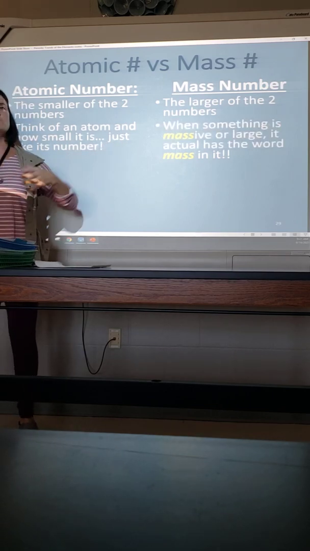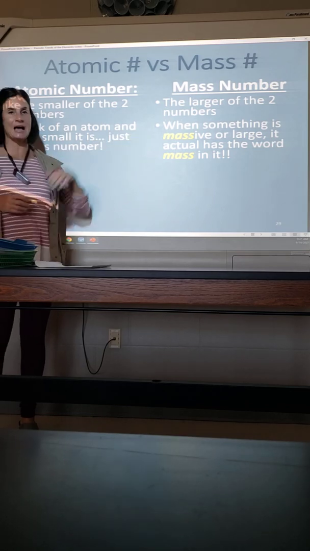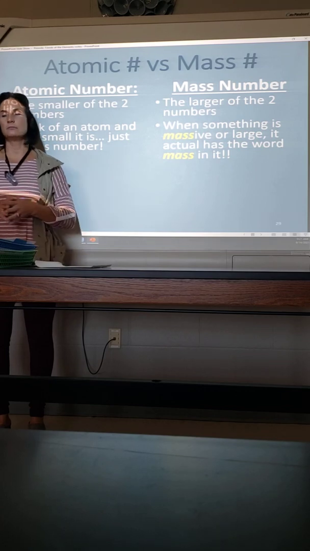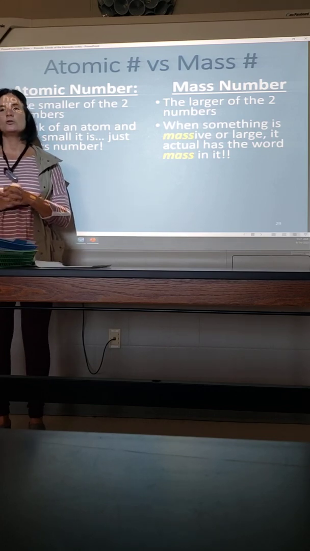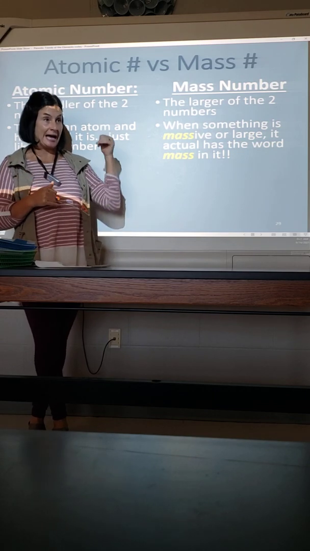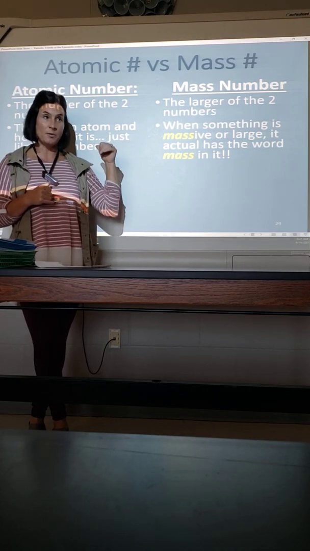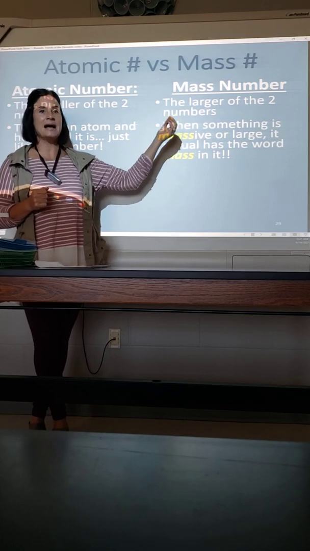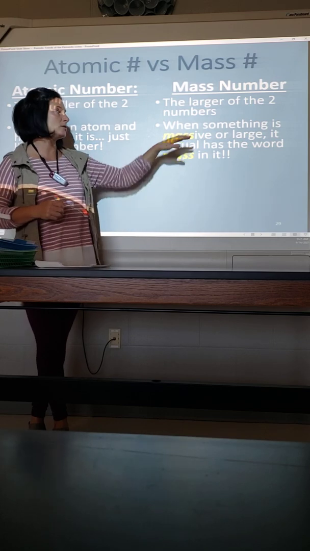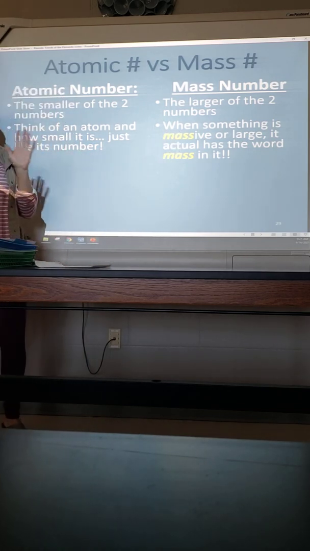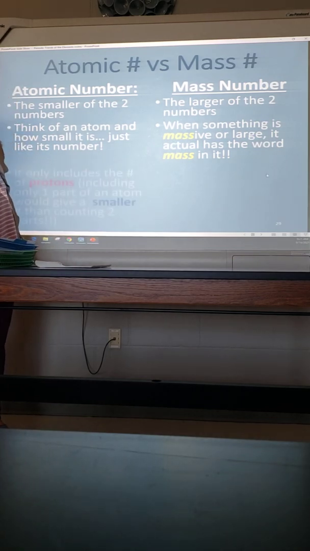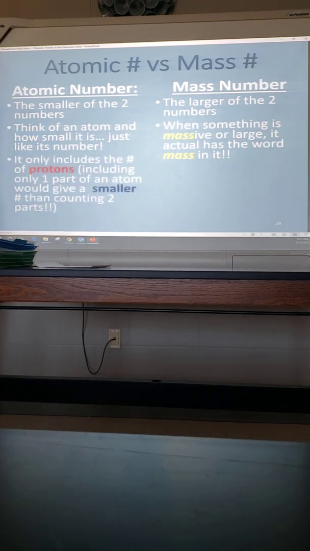Think of when something is massive. It actually has that word in it, mass, showing that it's the massive one. And again, try not to memorize this stuff. If you think logically, atoms are small, so the atomic number is the small one. Mass number, mass sounds like massive, mass means big, so it's going to be the big number. If you can think of those little cheats, it helps because it's easy to confuse these two, and you're definitely going to have to keep the two of them straight.